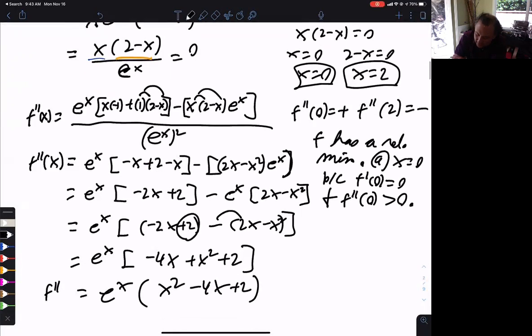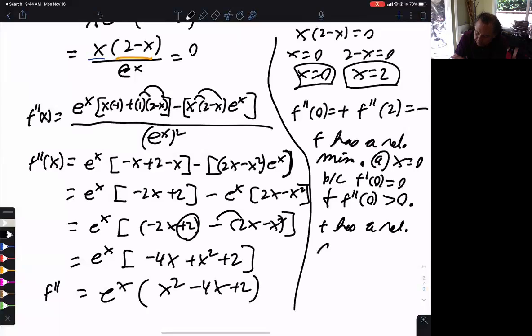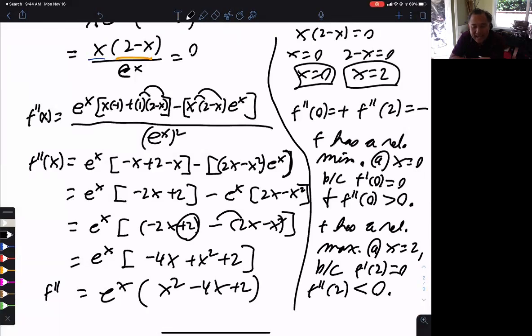And then I would say f has a relative maximum at x equals 2. Why? Because f prime of 2 is 0 and f double prime of 2 is negative or less than 0. You could write the word negative or the words if you wish, or you can just use symbols, less than 0. So it's concave down, giving a relative max at that point. That is how to use the second derivative test.